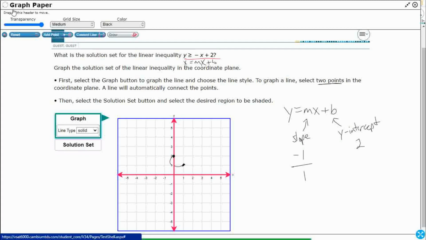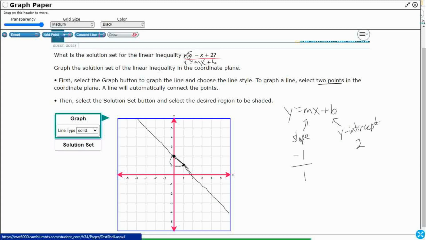Now, it is going to be a solid line because it's not really an equal sign, it's greater than or equal to. So that means we're going to have this solid line that runs all the way through there. I'm not doing it perfectly, but that's fine.